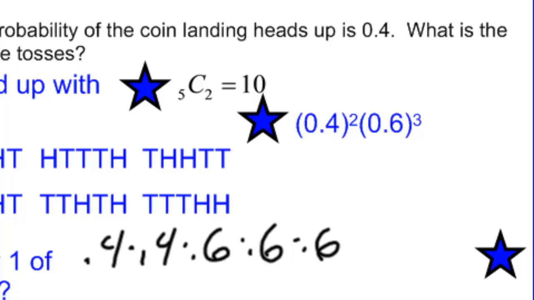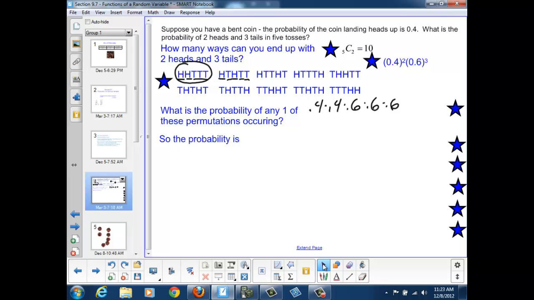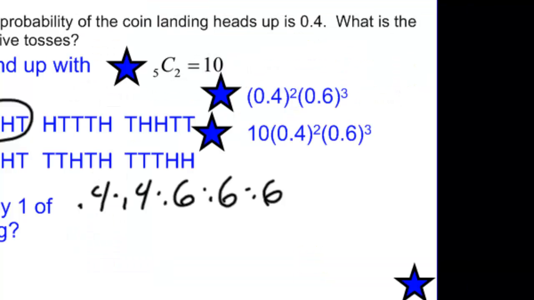So to determine the overall probability, that would mean that either the first outcome occurred, heads, heads, tails, tails, tails, or the second outcome occurred, or the 3rd, etc., for all 10. So since each one of these calculations comes up with the same value, I could add all 10 of them together to find the overall probability for this scenario. So my probability would be 10 times the 0.4 squared times 0.6 cubed.